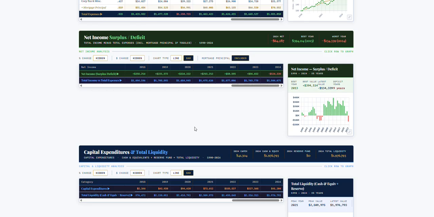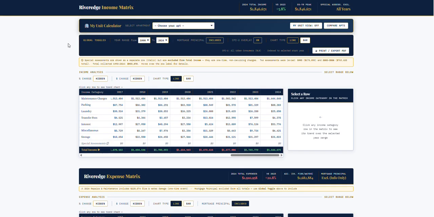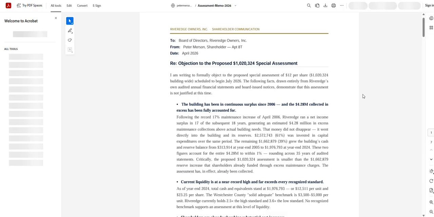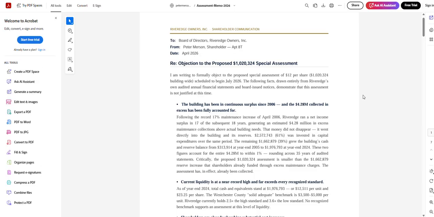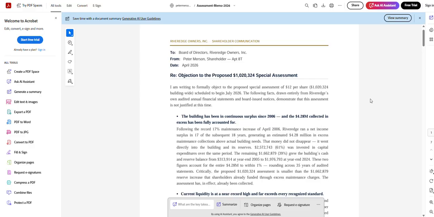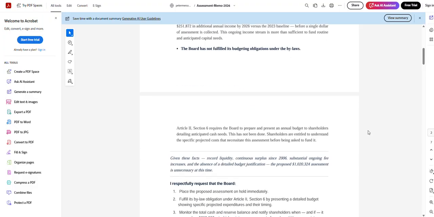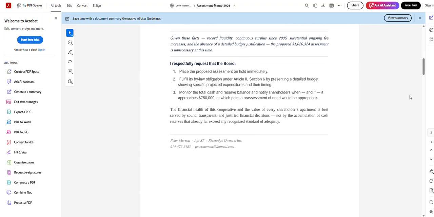And to that end, I sent a letter to the board of directors, which is right here. To the board of directors from Peter Merson, April 2026, objection to the proposed $1 million special assessment. I list four reasons, and I'm requesting that the assessment be put on hold, and that if and when the co-op balance reaches $750,000, we reassess the need for an assessment.